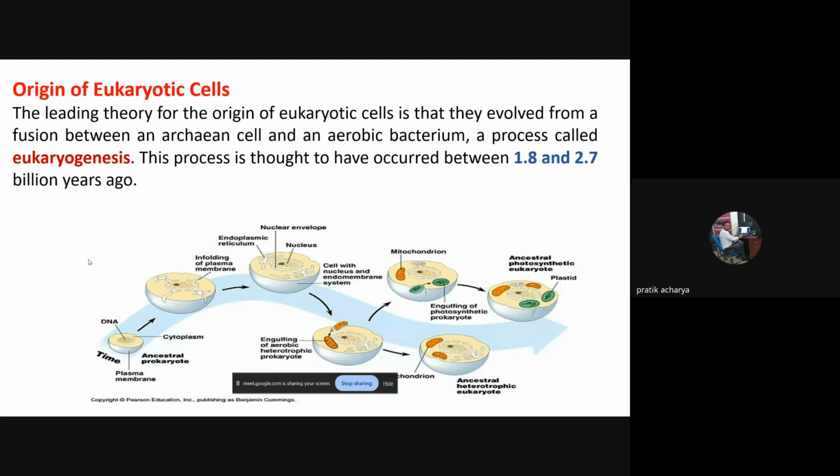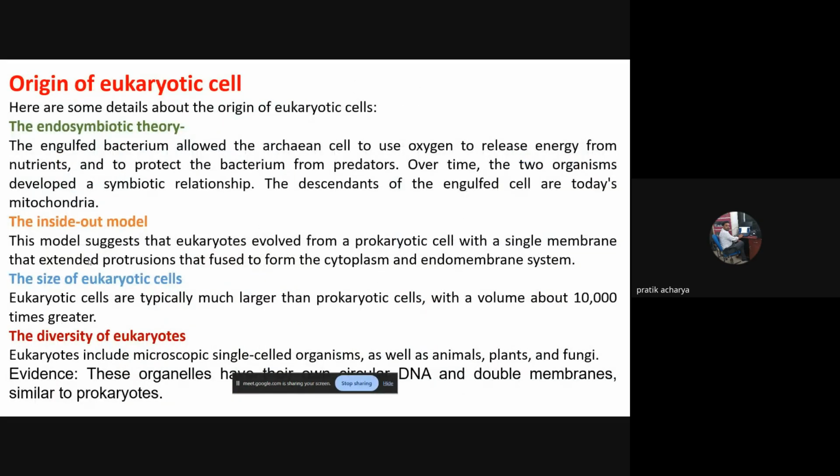So this is one theory explained by different scientists, the endosymbiotic theory. Here it is mentioned that the engulfed bacterium allowed the archaean cell to use oxygen to release energy from nutrients, and protected the bacterium from predators. Over time, the two organisms developed a symbiotic relationship, and the descendants of the engulfed cell are today's mitochondria. In the same manner, chloroplast also evolved.